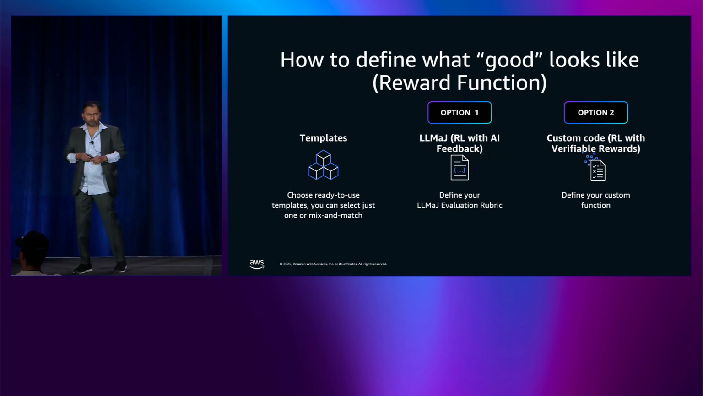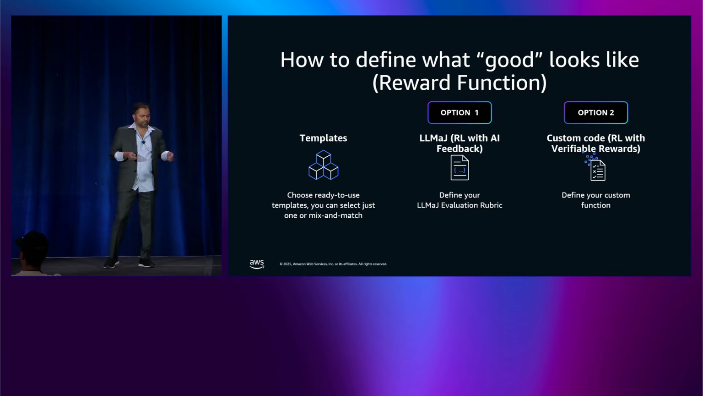And then next, let's define what good looks like using a reward function. Basically, we'll give you 2 options with some out-of-box and editable templates. Model as a judge, along with an evaluation rubric, which you can edit, and then a Lambda function for verifiable rewards, which you can also customize and edit.